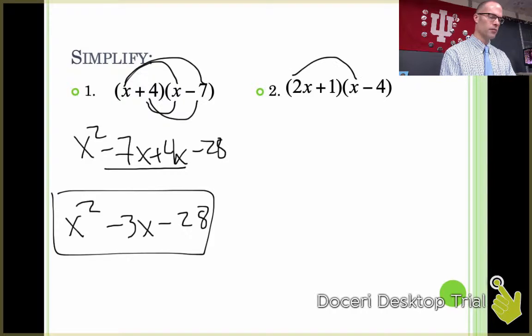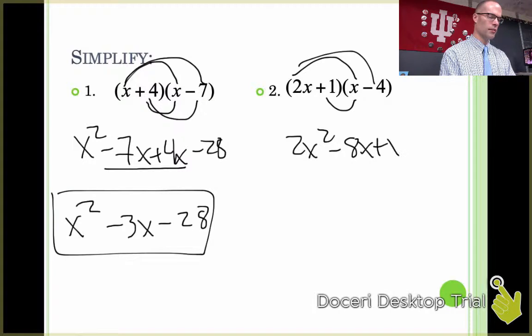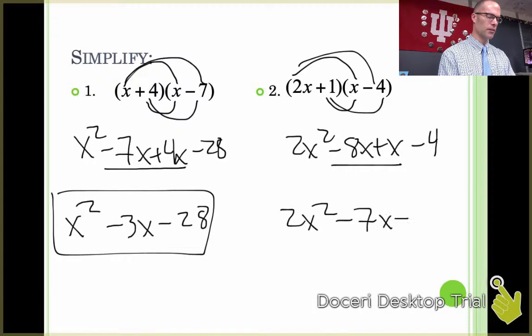Same thing over here. That's going to give me 2x squared. That gives me negative 8x. That gives me 1x. That gives me negative 4. So combine our like terms in the middle. That's going to give me 2x squared minus 7x minus 4.